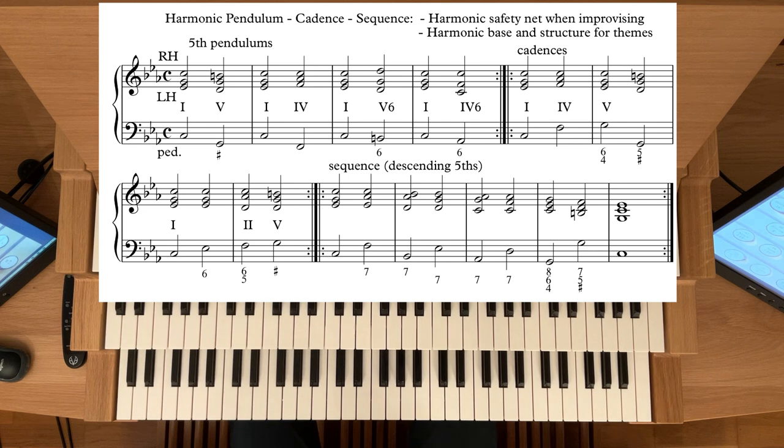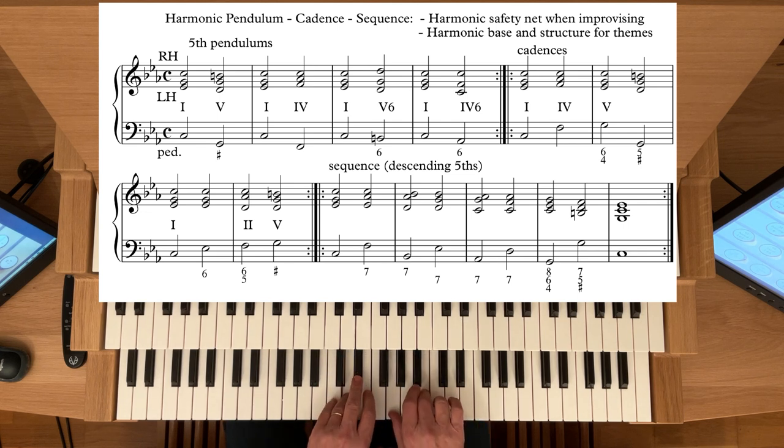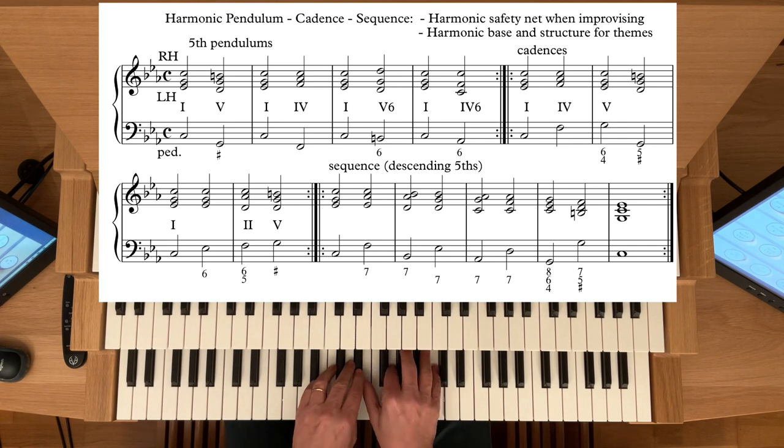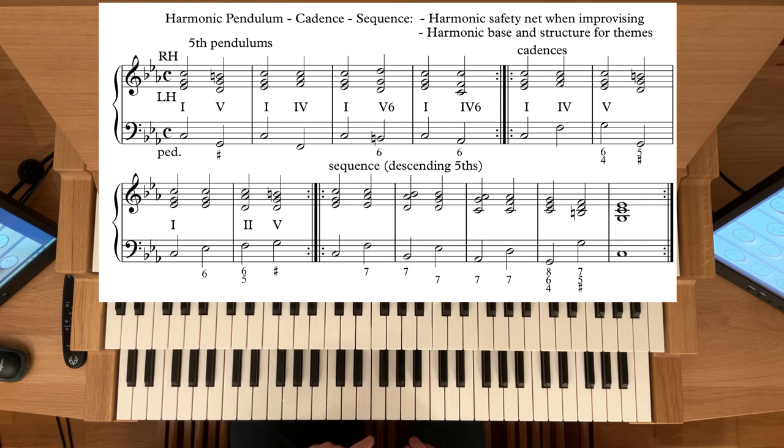Then we have two important cadences, 1, 4, 5, 1, and 1, 2, 5, 1. The most important harmonic sequence is the sequence of descending fifths.